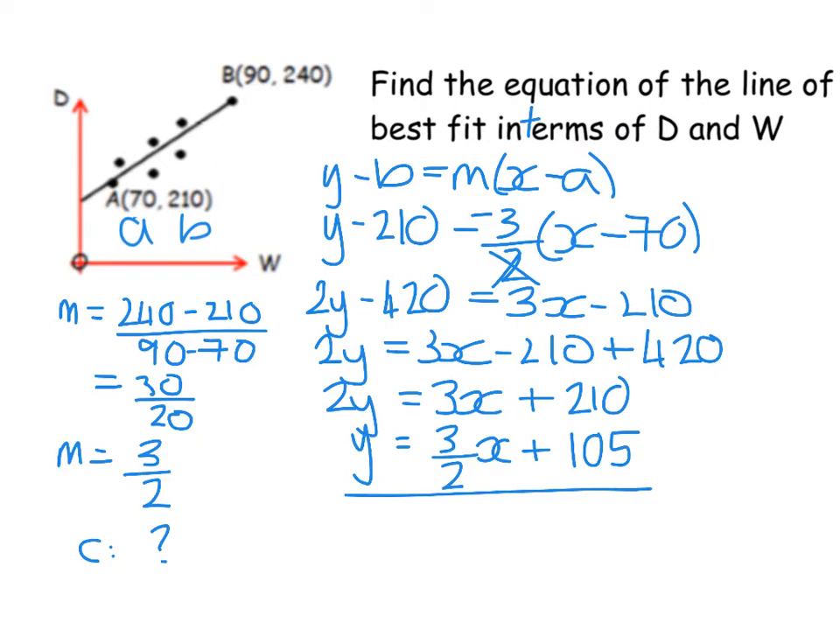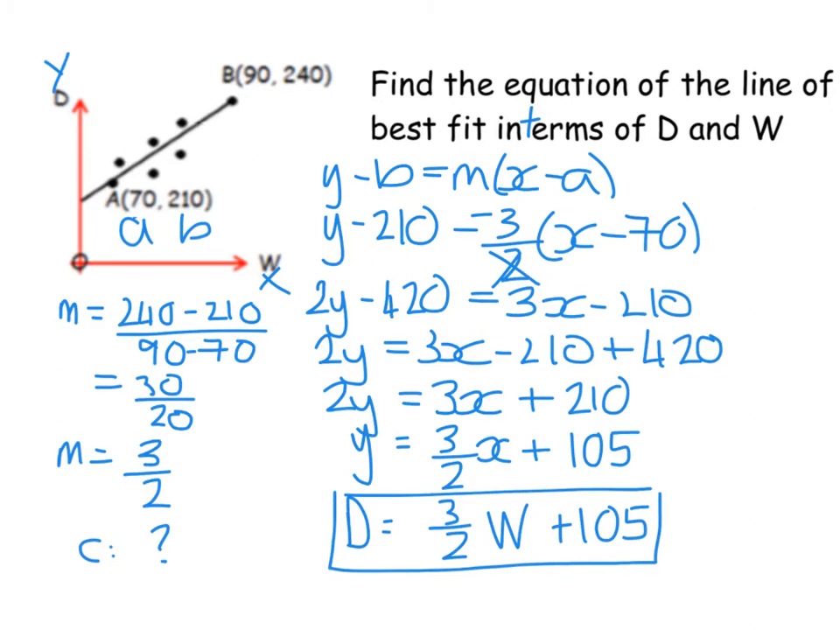However, the y-axis has been changed to a d, so it's d equals 3 over 2. The x-axis has been changed to a w plus 105. And everything kind of sits there. It is a positive sloping gradient with a positive y-intercept.